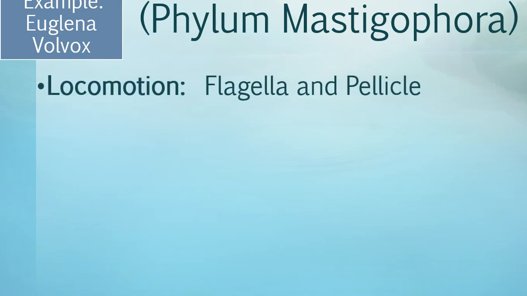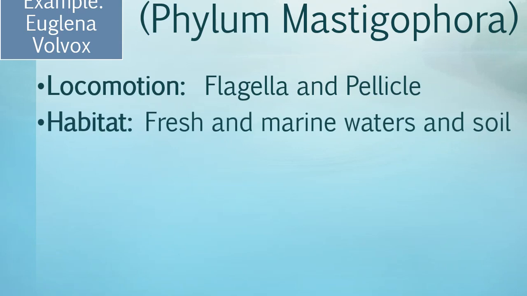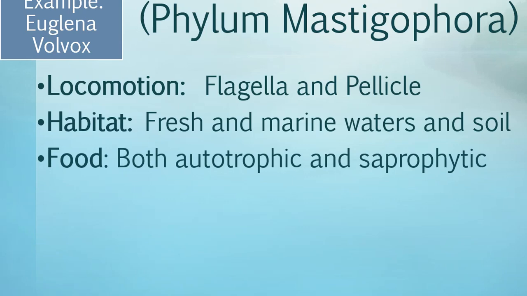All right, their locomotion would be a flagella and pellicle. So the pellicle is just going to be the part of the cell membrane there that sometimes forms a groove, but the flagellum is sort of holding on to it there. The habitat would be marine and fresh waters and also in soil. They're autotrophic and saprophytic, so that means that some can perform photosynthesis. We'll see famously the Volvox is that one. But also saprophytes, and do you remember what that is? That is an organism that feeds on dead things. Okay, so saprophytes.